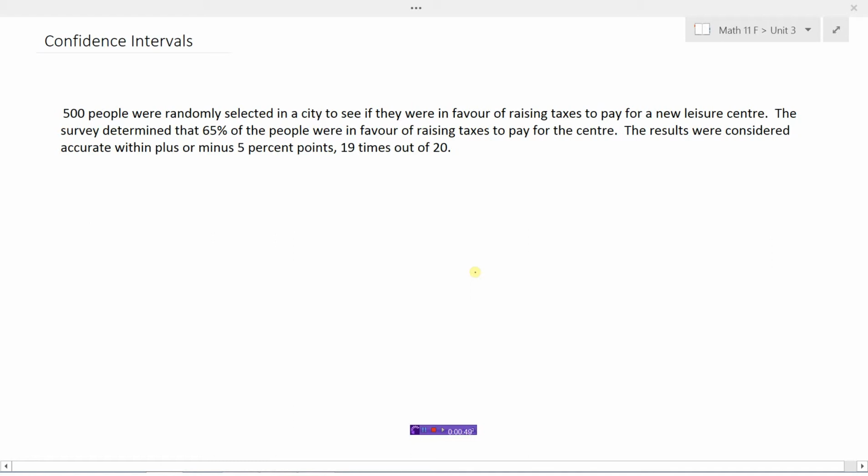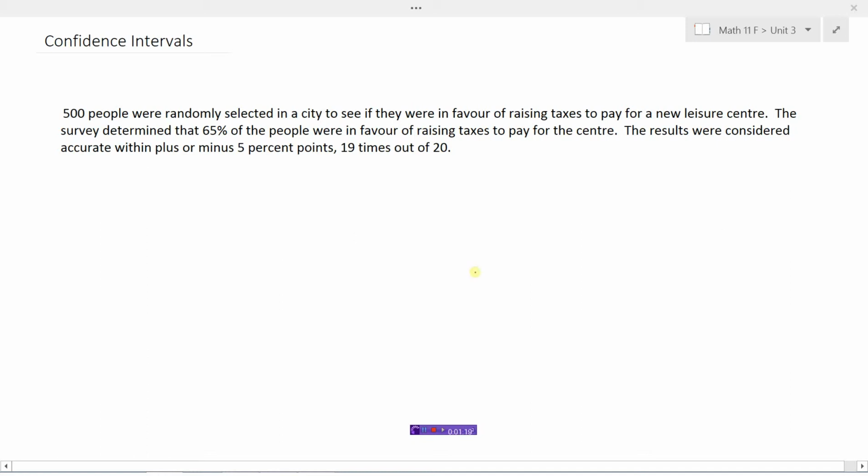Sometimes we can just focus on, okay, 65% of people want to raise taxes to pay for the center. But the reality is they didn't actually survey everybody in the city. They only asked 500 people. And let's say there were thousands and thousands of people in the city. So obviously when you're doing a survey, you can't ask everybody in the city. That would be a lot of money and not very practical.